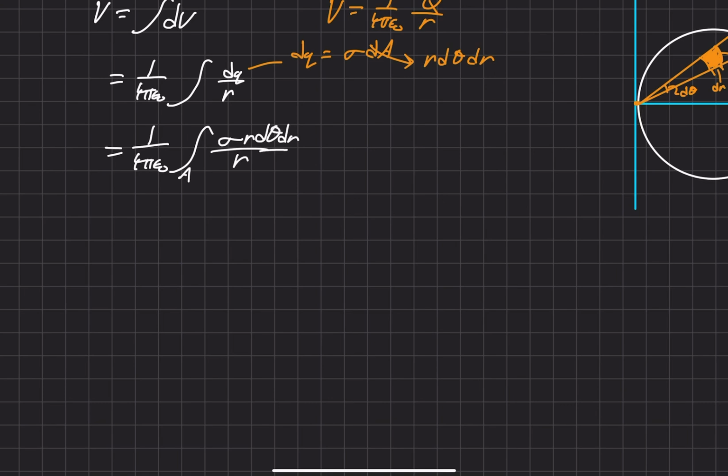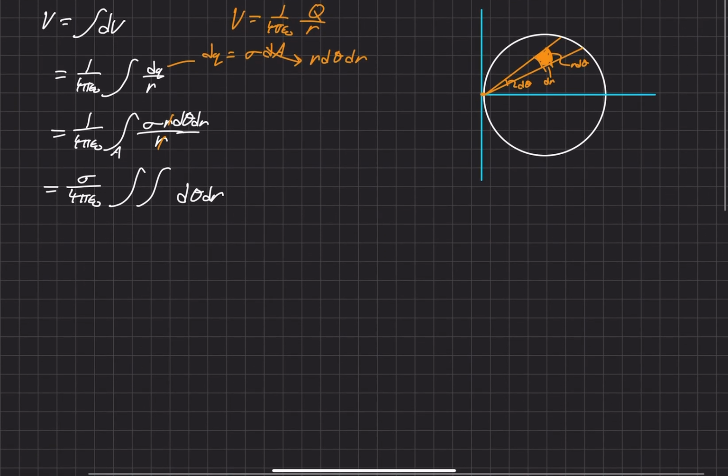This is over some limits of integration for the area. As you can see, we have two r's that conveniently cancel out. So we now have 1 over 4 pi epsilon naught times the integral with two limits of integration. I'm going to pull out the constant, since sigma is actually a constant here, leaving d theta dr. That's a pretty easy looking integral.